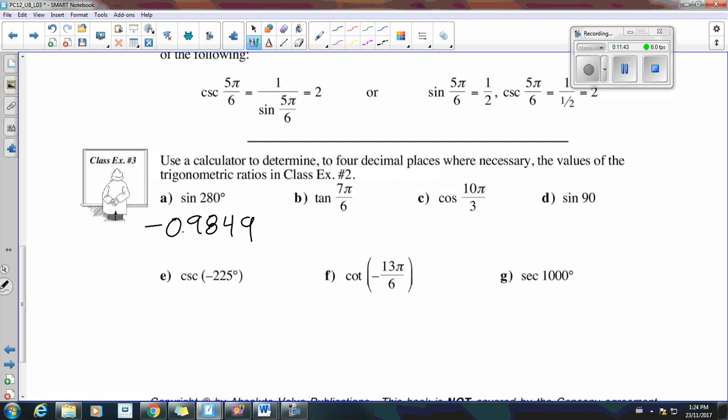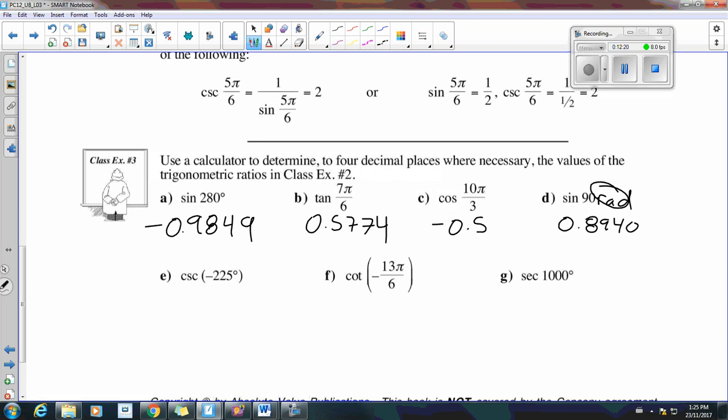Tan of 7 pi over 6. Make sure you're in radian mode. If you are in degree mode, it'll still give you an answer, but it will be nowhere close to the right answer. Cos of 10 pi over 3 is negative 0.5. Sine of 90. Notice how there is no degree sign here. So this is 90 radians. I've never seen a question where they try and trick you with that on the diploma exam, but it is in your workbook here. There's no degree sign, so we have to assume it's in radian, so you need to be in radian mode.